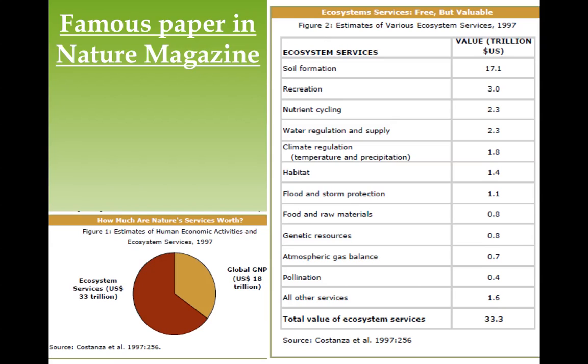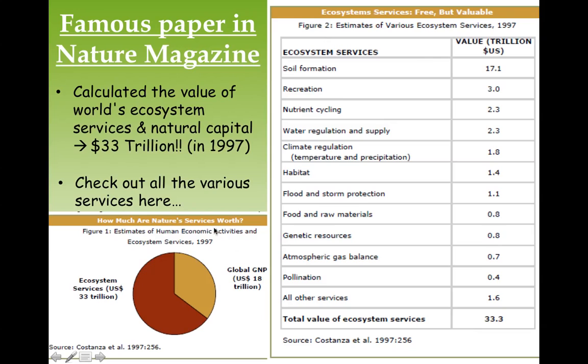It is formed naturally. So just looking at all these different services, whether it's flood protection, food, maintaining oxygen in our atmosphere, all these things that happen naturally are obviously very valuable. And they came to a value, again in 1997, of $33 trillion. So it's quite a lot. You can see what the different services are here.